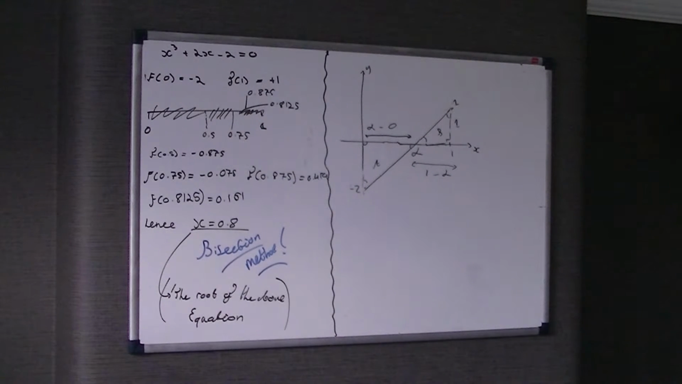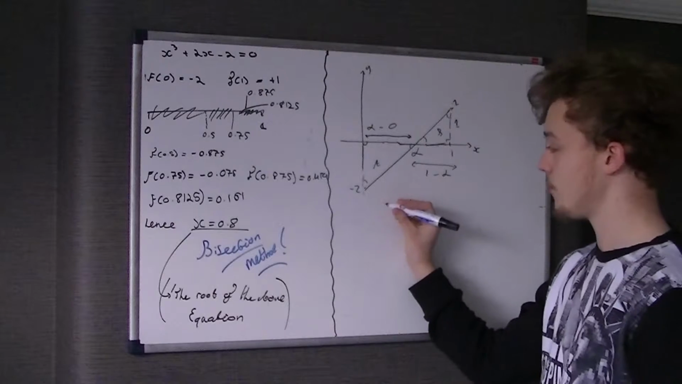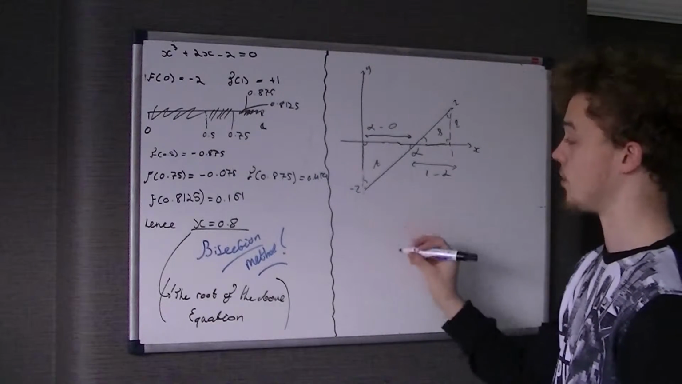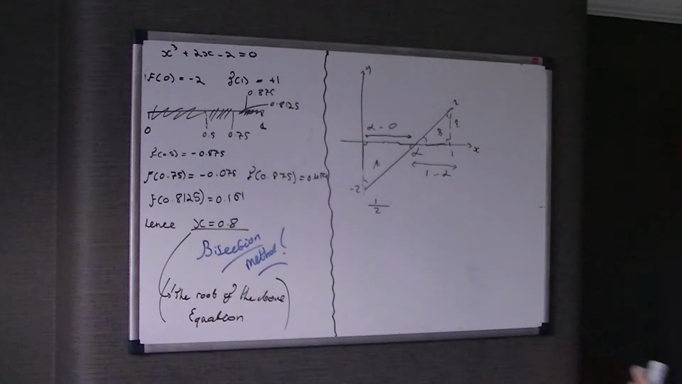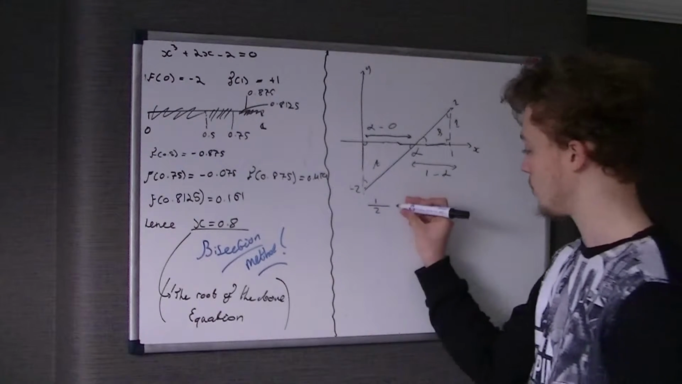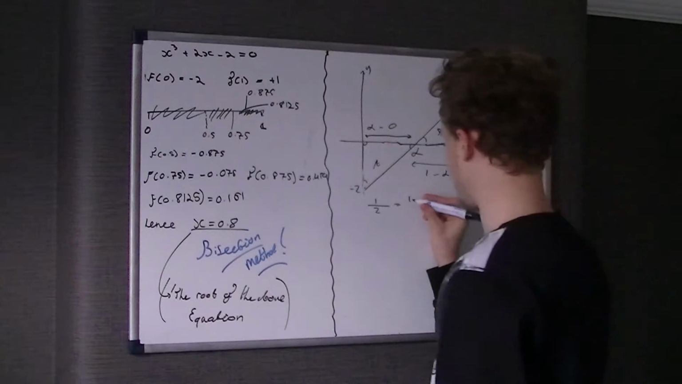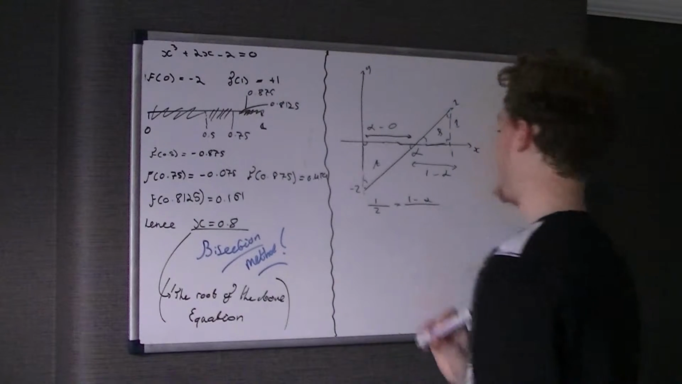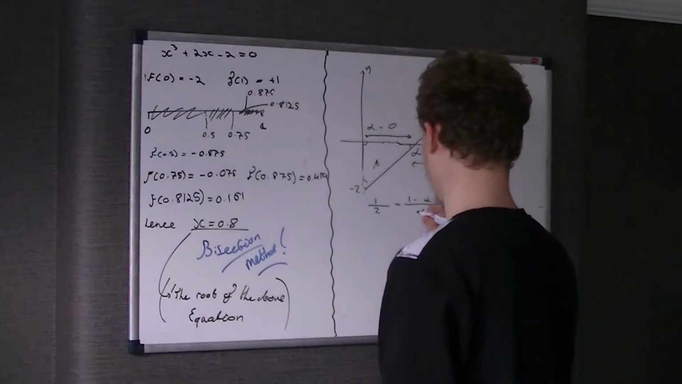Now we said the ratio of the heights is equal to the ratio of the lengths. So therefore we compare the height of triangle B over the height of triangle A. So it's 1 over 2, because triangle B has a height of 1 and triangle A has a height of 2, and that's equal to the ratio of the lengths of the two. So it's the length of triangle B, which is 1 take alpha, over the length of A, which is alpha take 0, or in other words, just alpha.